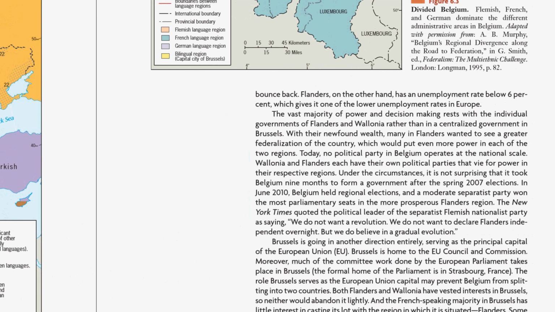So I want you to be familiar with the economic and political problems that exist within Belgium from the standpoint of the language. Okay, so know the conflict between Wallonia and Flanders is essentially what I'm asking you to do.